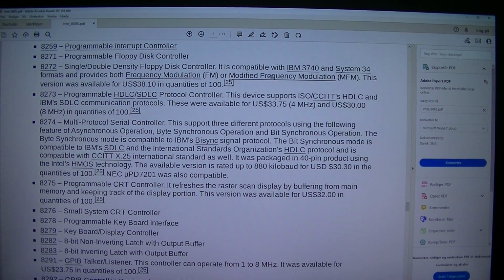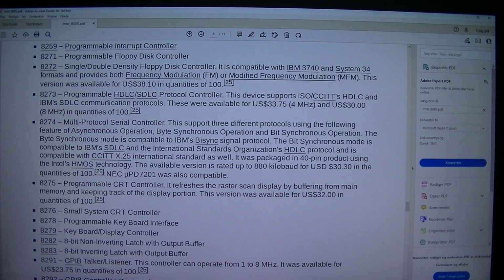It is compatible with IBM 3740 and System 34 formats and provides both frequency modulation, FM, or modified frequency modulation, MFM. This version was available for $38.10 in quantities of 100.